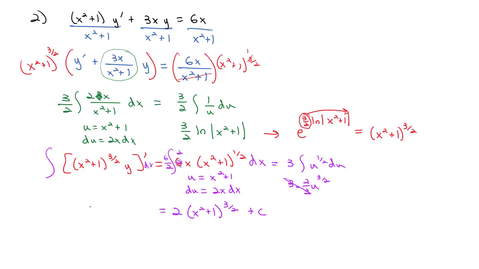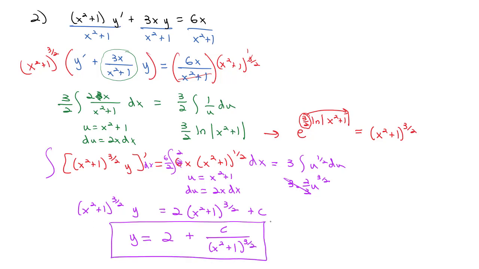On the left side, the derivative of the antiderivative is just the original function, x squared plus 1 to the 3/2 times y. And so to solve for y, we just divide both sides by that x squared plus 1 to the 3/2, which gives us 2 plus our constant divided by x squared plus 1 to the 3/2 power. And now we've got the solution to our linear differential equation of first order.